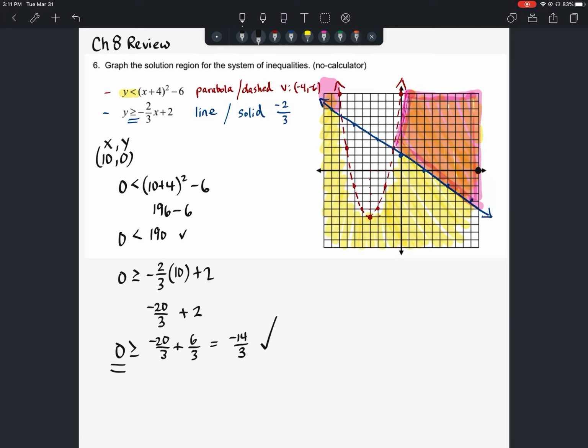So don't forget to check these. These ones are easy to make a little goofy mistake. If you've graphed something wrong, maybe you put a negative slope in where a positive slope is, or vice versa, accidentally flipped a parabola, shaded on the wrong side, this is a way you can check it to find your mistake. All right, so this is problem number 6 from the Chapter 8 review. Let me know if you have other questions.